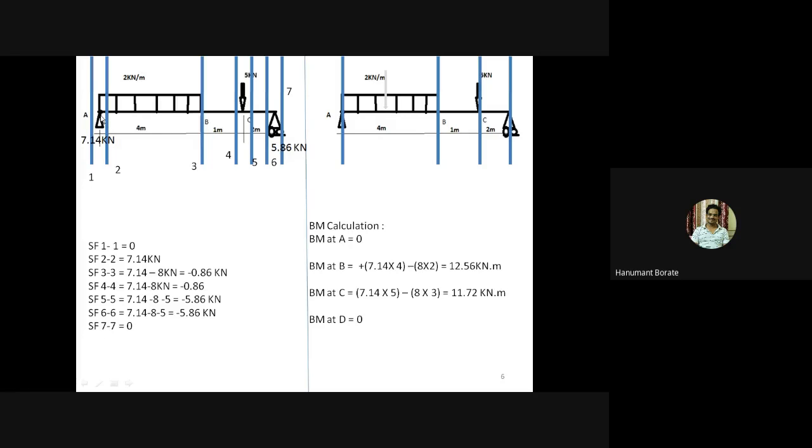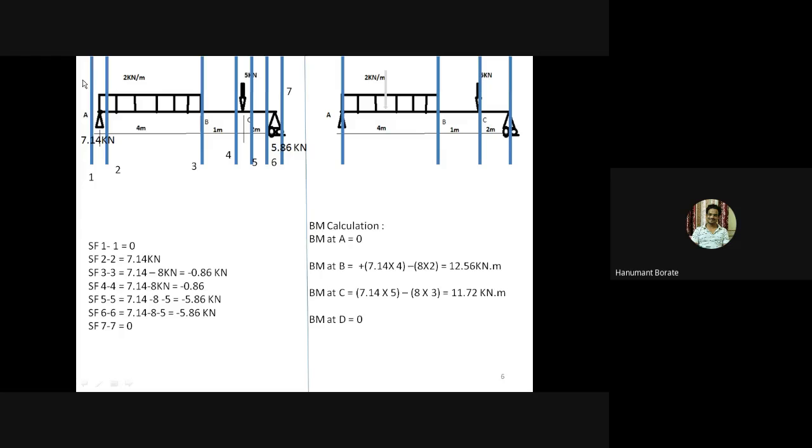So here I have taken two sections at the reaction, because for a vertical load we need to take just left and right, but for the UDL we need to take a section just at the start of the UDL, but always give preference to more sections. So here I have taken two sections, then at the end of the UDL another section, right? So in this way I have taken seven sections.